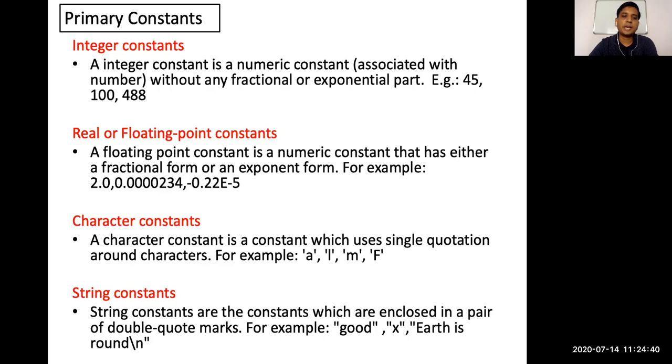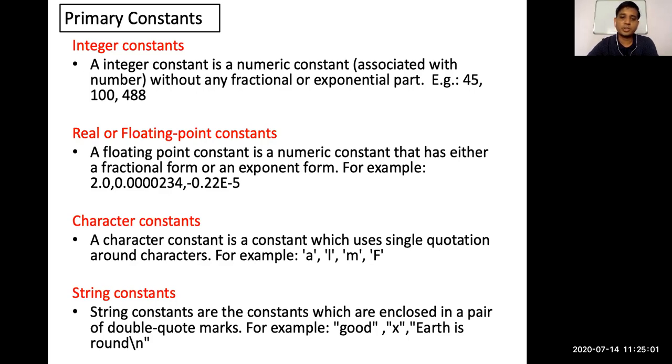And what about the character constant? It is a constant which is a single character enclosed in single inverted commas. If it is enclosed in single inverted commas, it is known as a character constant.